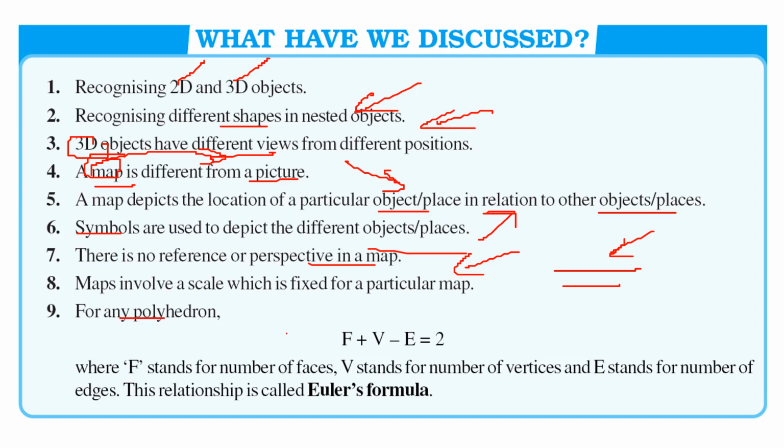For any polyhedron, there is a formula. This is Euler's formula. F stands for the number of faces, V for the vertices, and E for the number of edges. So F plus V minus E will be equal to 2. This is Euler's formula. So this is all about this chapter.